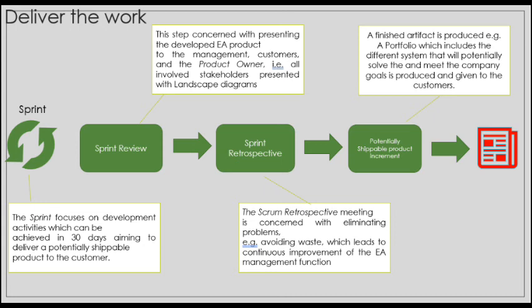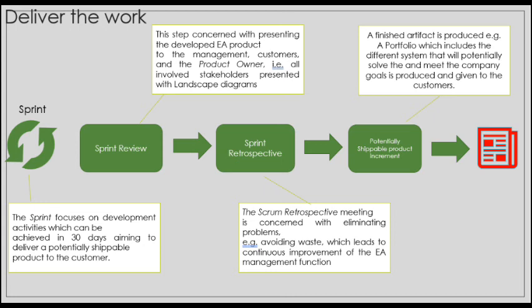The second part is the sprint retrospective. The Scrum retrospective meeting is concerned with eliminating problems, which is avoiding waste, which leads to continuous improvement of the EA management function. This step is very important, as you would find that in EA programs, there would be a lot of wastage from wrong or incorrect information provided. So, this is very key to ensure there's continuous learning within the team.